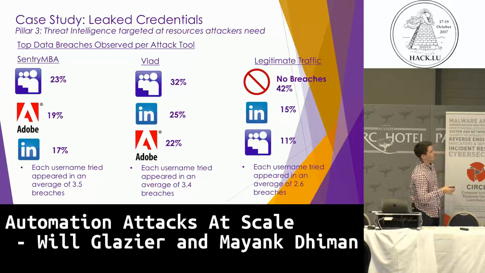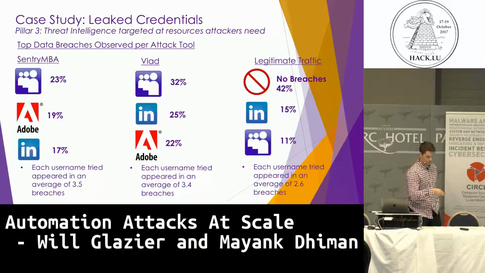Top breaches observed per attack tool. In that Sentry MBA attack tool, we observed that 23% of the credentials used were coming from the MySpace breach, 19% from Adobe, and 17% from LinkedIn. And an important thing to note is down here, each username tried by that tool appeared in an average of 3.5 breaches.